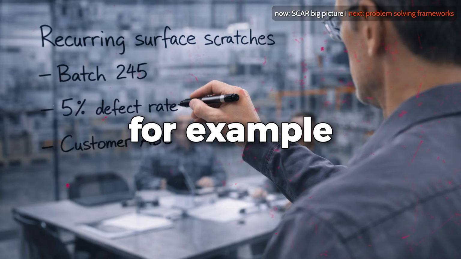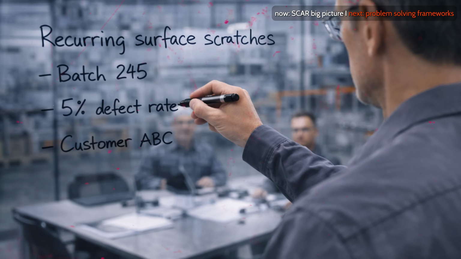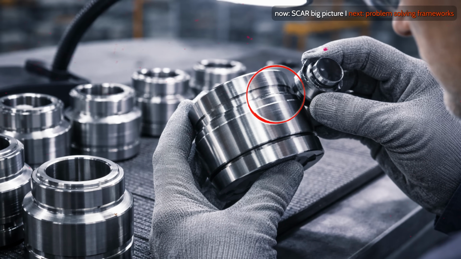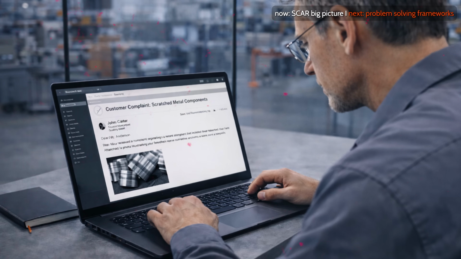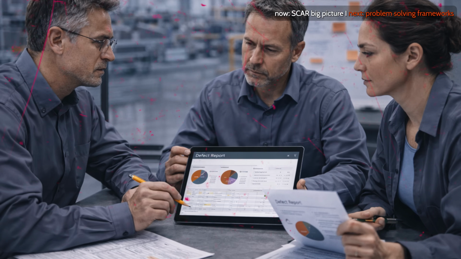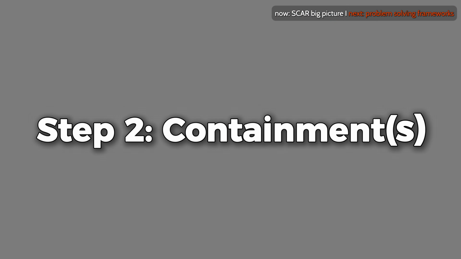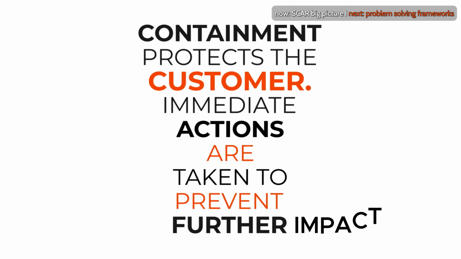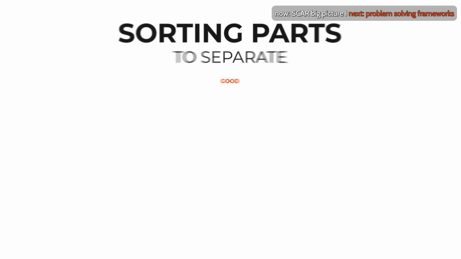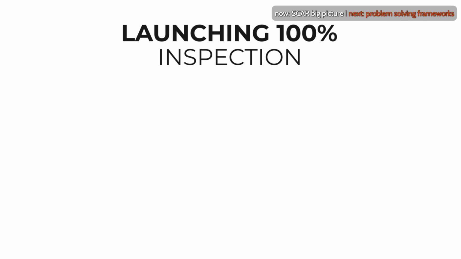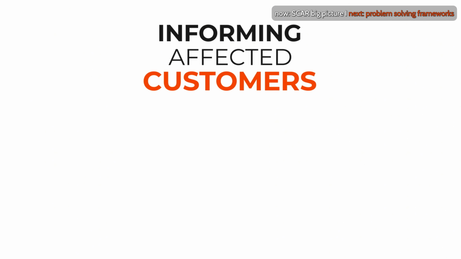Containment protects the customer. Immediate actions are taken to prevent further impact. This may include stopping ongoing shipments, blocking suspect stock in the warehouse, sorting parts to separate good from defective, launching 100% inspection, and informing affected customers.